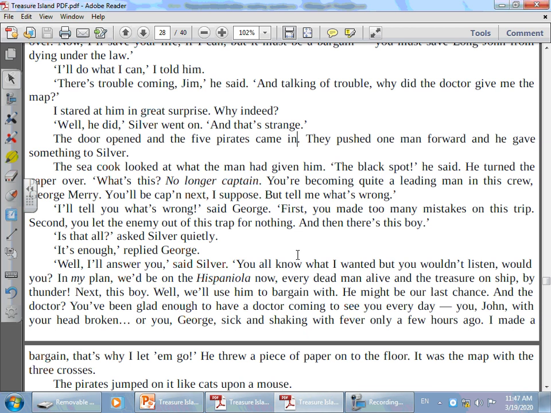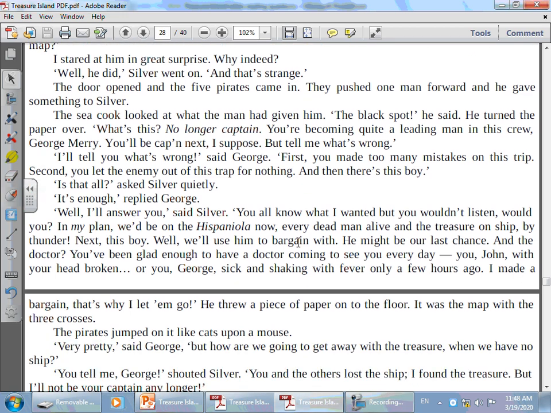The sea cook looked at what the man had given him. "The black spot," he said. He turned the paper over. "What's this? No longer, Captain. You're becoming quite a leading man in this crew. George Merry, you will be captain next, I suppose. But tell me what's wrong." "I'll tell you what's wrong," said George. "First, you made too many mistakes on this trip. Second, you let the enemy out of this trap for nothing. And then there's this boy." "Is that all?" asked Silver quietly. "It's enough," replied George.